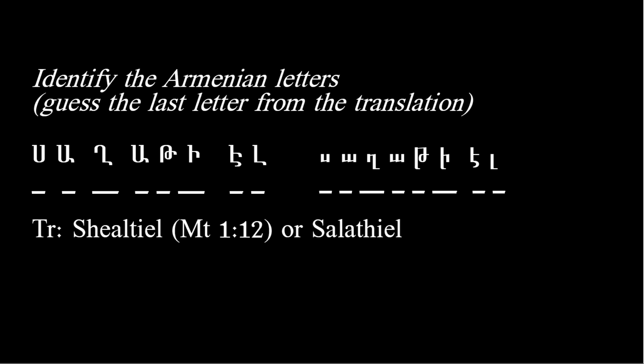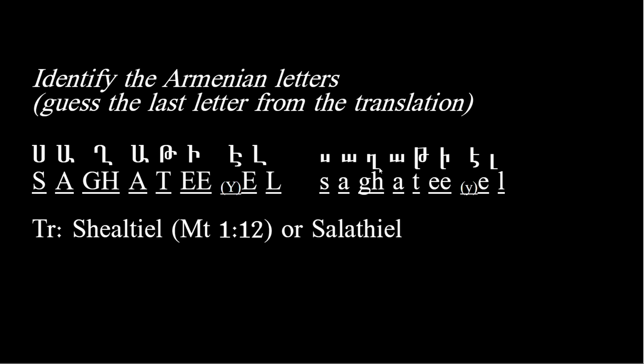This time we're going to identify the Armenian letters without introducing any names, because I think the translation will be enough to figure out this new letter. So let us identify the Armenian letters, and for this last letter that we haven't seen so far, you can guess it from the translation, which is Shealtiel or Selathiel, from Matthew chapter 1 verse 12. To be honest, I'm not entirely sure of the pronunciation of this name in English, but that shouldn't be a problem. So pause the video and solve the problem, and I'll show the solution in 3, 2, 1.